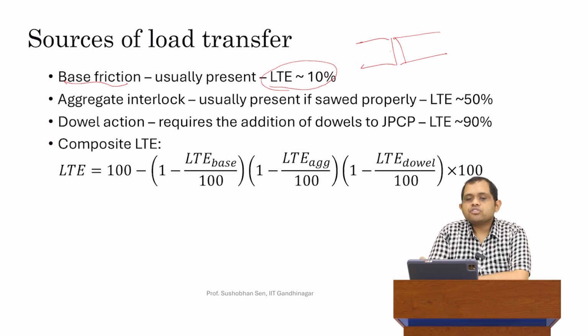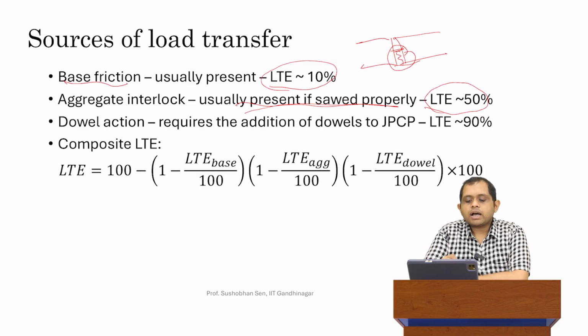Fortunately, this is not how joints are made. Joints are sawed only up to H/2, and then we allow the crack to form in between. This crack is where aggregate interlock is created within the joint. So if the joint has been sawed properly, then we will have some amount of aggregate interlock, and that aggregate interlock will then increase our load transfer efficiency to about 50%.